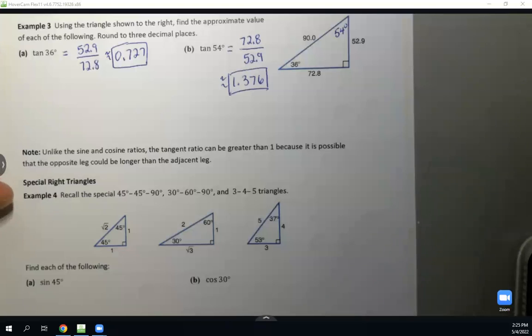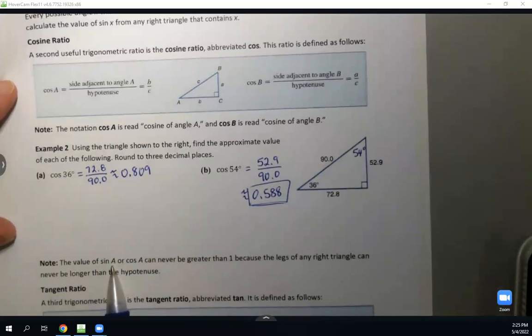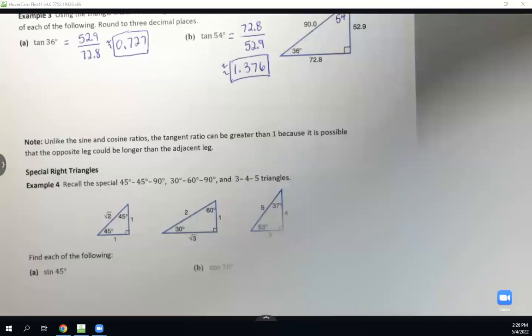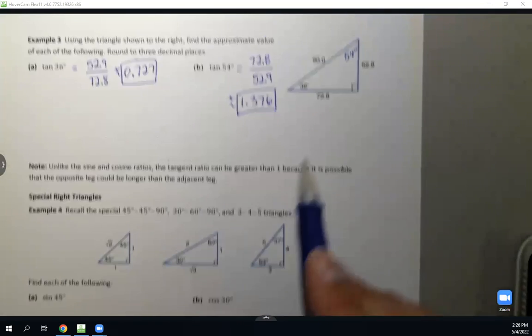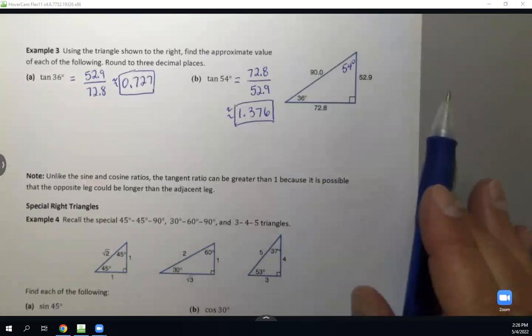You with me? Now back here, just a minute ago, I said that the sine of A and the cosine of B could never be bigger than 1 because the leg can never be longer than the hypotenuse. That's not the case with tangent. It depends on which leg's longer.